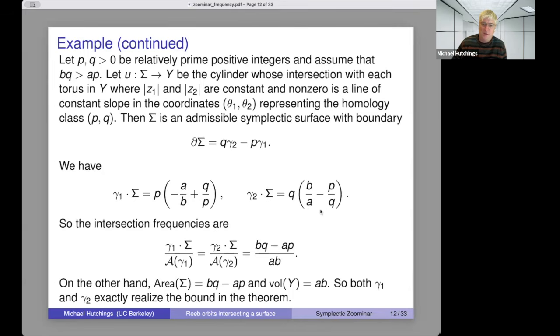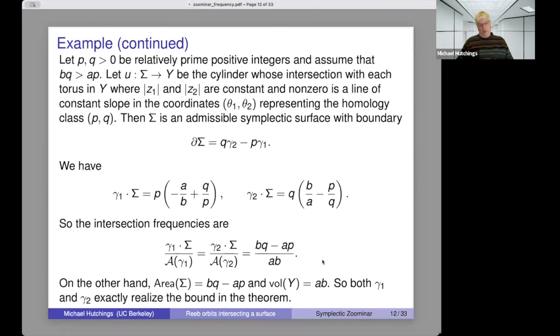And then you'd think that that would be the number of intersections, except the surface has its boundary a q-fold cover of gamma 2. So to get the correct number of intersections, you have to multiply by q. And the intersection number with gamma 1 is given by a similar formula. And then if you divide this by the action of gamma 1, or this by the action of gamma 2, you get the same answer, which is BQ minus AP divided by AB.